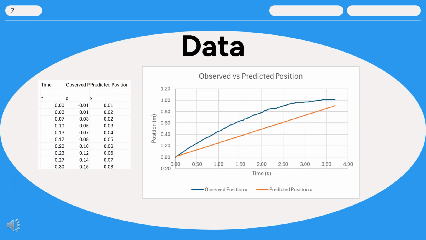The data I recorded from both the computational model and the observed model, I included a snippet of my data and also the graph of the observed versus predicted position.